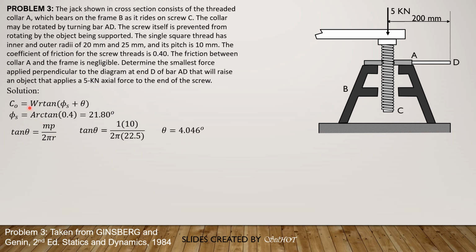Then let's substitute it into this formula here. C sub O, which is P times 200, P should be in newtons. Then we express W in newtons also, which is 5,000 newtons times 22.5 mm, tangent of 21.8 degrees plus 4.046 degrees. So solving for P, which is the only unknown, in newtons, P is 272.5 newtons.